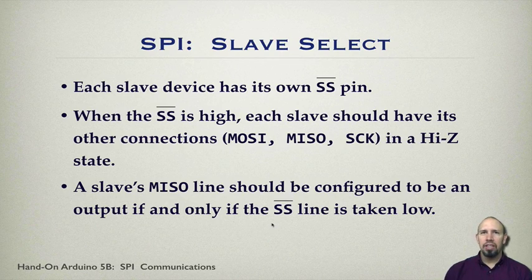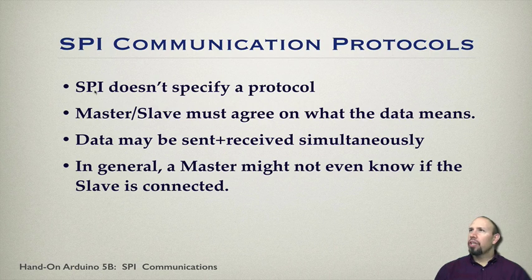So that's important to consider. In general, the SPI standard does not specify a protocol for how the communication takes place. What that means then is that the master and slave need to have some kind of agreement on what the data means. Is it string data? Is it numeric data? You know, what is it? And how many data values am I expecting to send? And all that kind of thing.